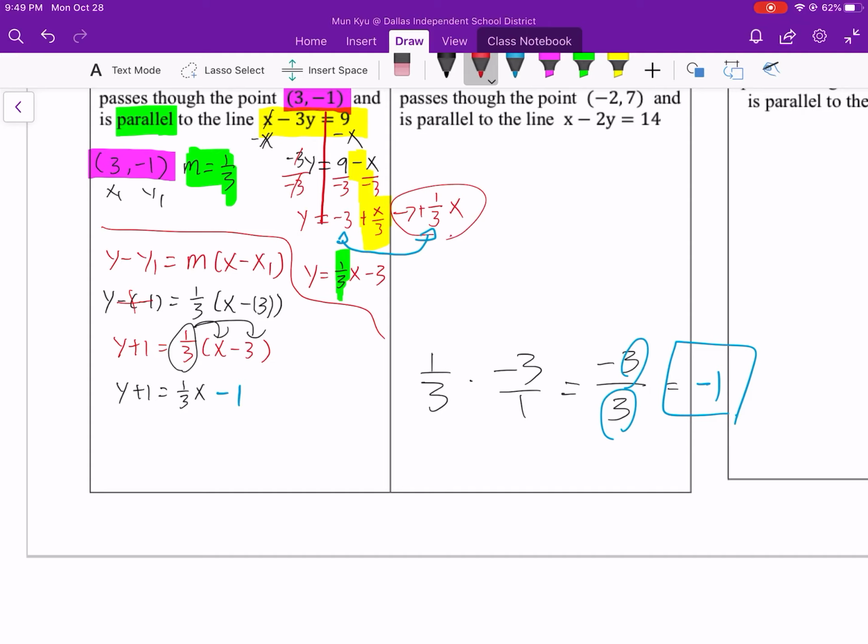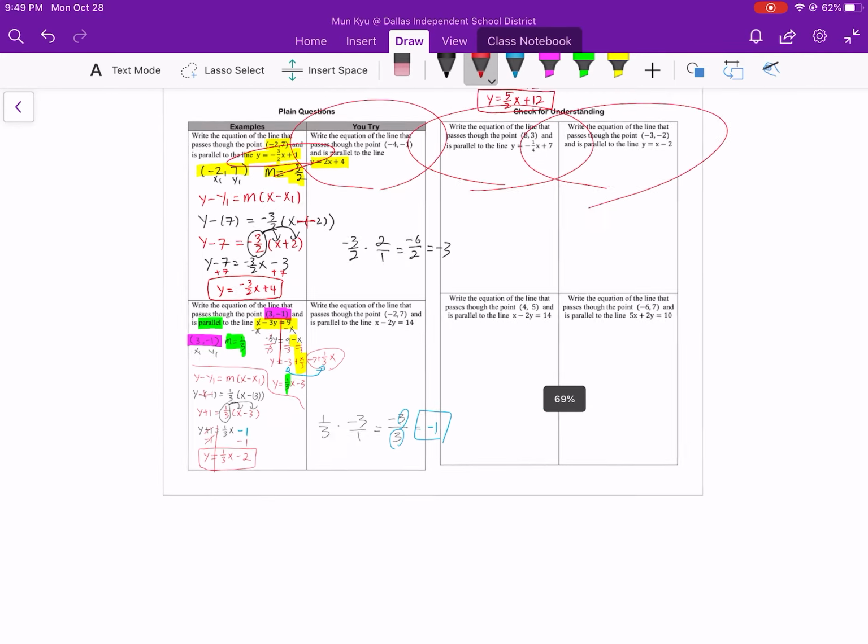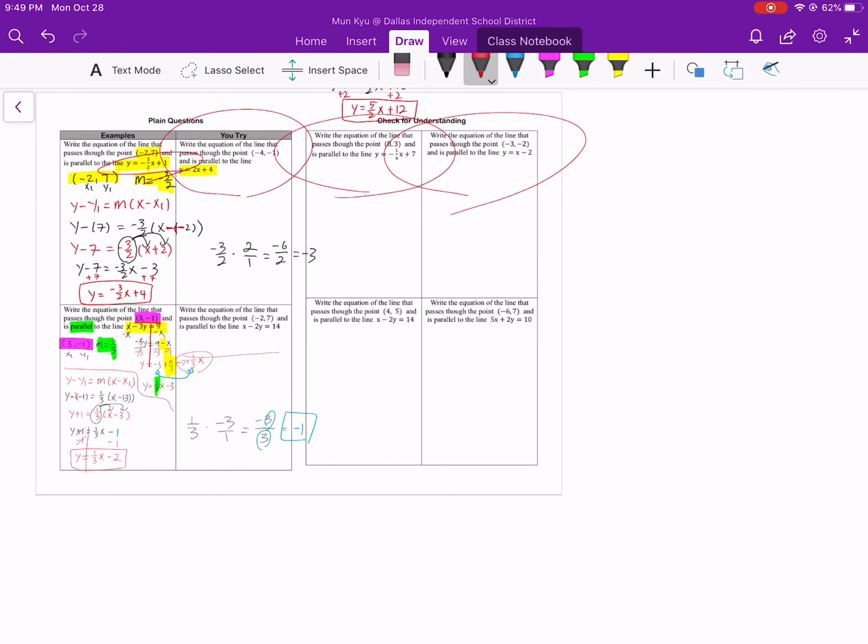We're not done yet. We still have to subtract 1 from both sides so that this cancels away. We have y equals 1/3x. -1 minus 1 is going to be -2. Don't say this is going to be +1 or +2 or 0. And that's it. I think this is enough. Now try these 3 questions by yourself. Alright?